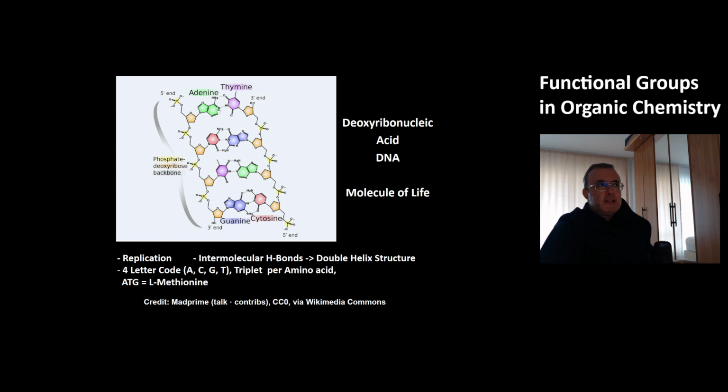Then you got the 4 bases. The 4 bases carry the information, genetic information. And there are 2 pairs of complementary bases. You got adenine and thymine, and you got guanine and cytosine. And you see the dotted lines between these molecules. These are the intermolecular hydrogen bonds.